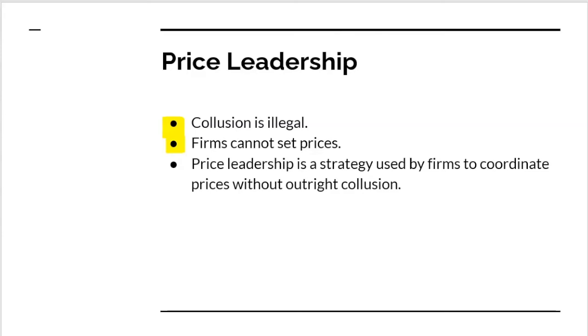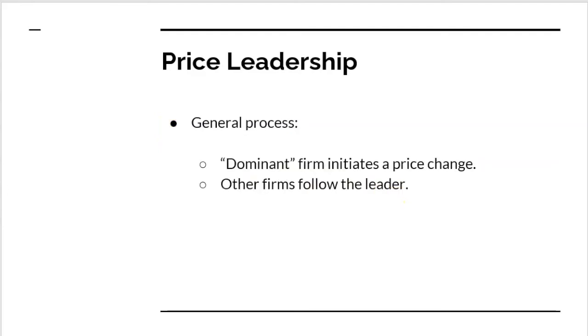And so what firms are going to use in oligopolies to get around this idea that collusion is illegal is the price leadership model, because it is not collusion if the firms just follow one particular firm. The general process of price leadership is that the dominant firm, the firm that has the most control over the market, is going to initiate a price change. And the other firms are just going to follow that price change. So if the dominant firm says, I'm going to lower my price, all the other firms are going to follow the lead and also lower their price. If the dominant firm says, I'm going to raise my price, all the other firms are going to follow the leader and raise their price as well.